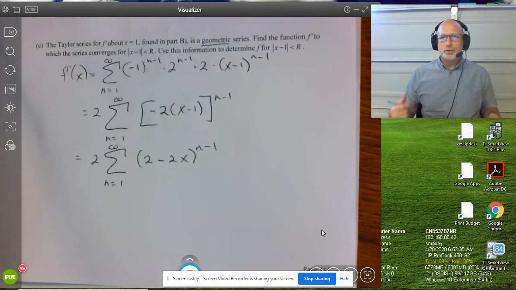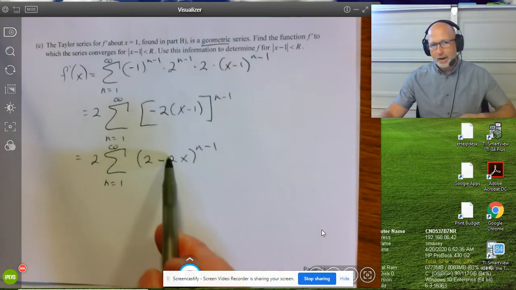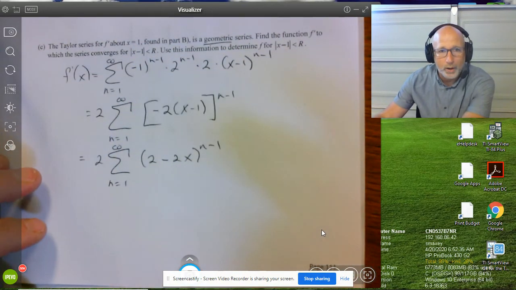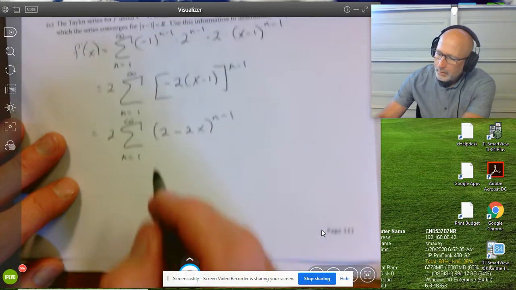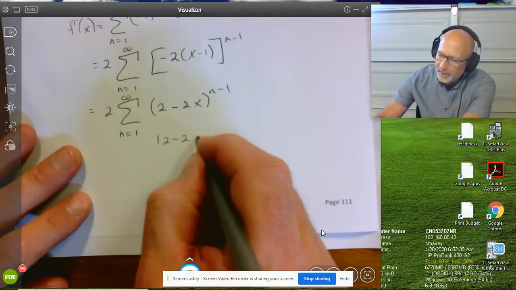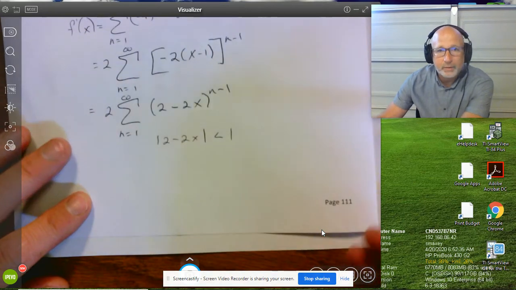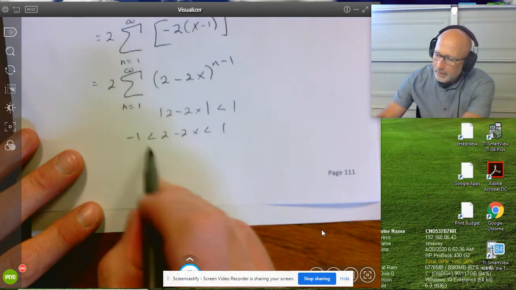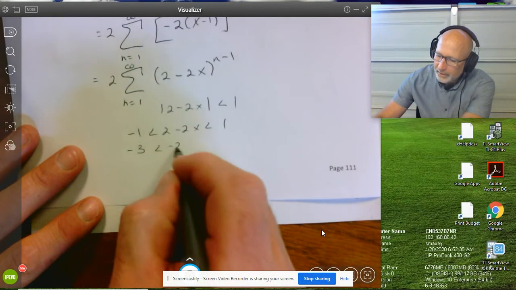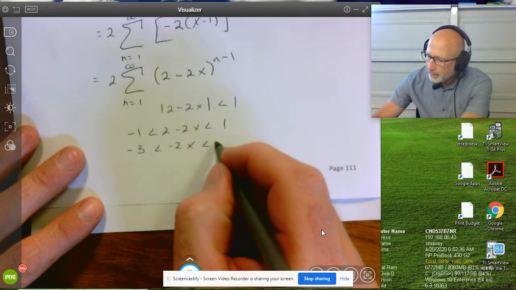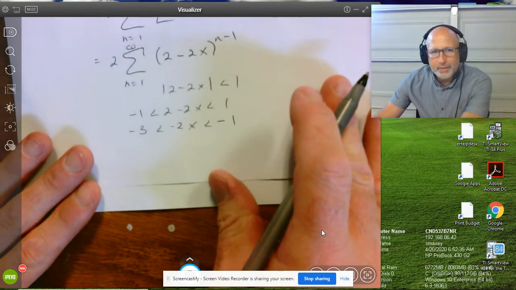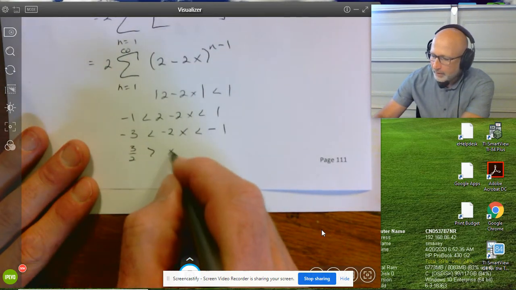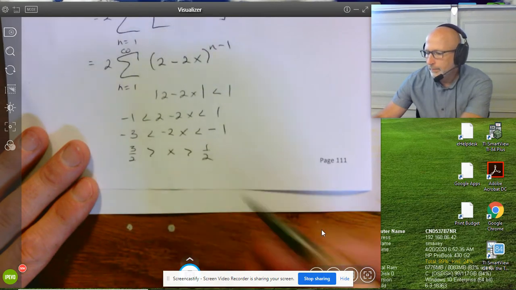I know it's hard to see because usually you see geometric as a ratio of fractions. So this thing's a fraction, but I don't care that this doesn't look like a fraction. I just want the absolute value of it to be less than 1. So the absolute value of 2 minus 2x, in order for it to converge, has to be less than 1. So I have negative 1 is less than 2 minus 2x, which is less than 1. Subtract over the 2, so negative 3 is less than negative 2x, which is less than negative 1. Divide through everything by negative 2, so I have 3 halves is greater than x, which is greater than 1 half.